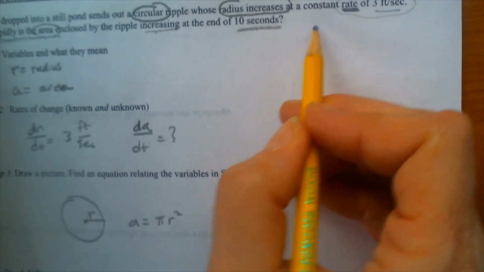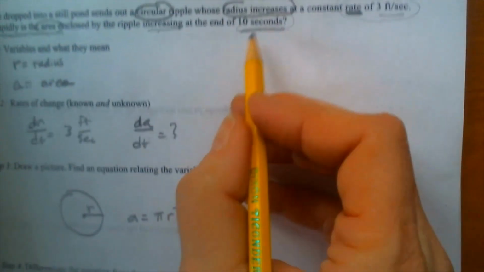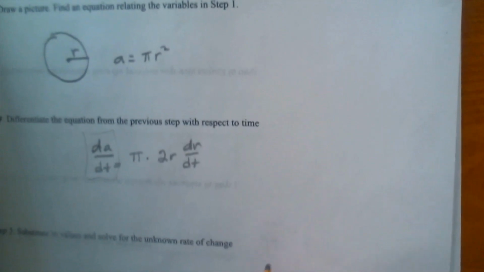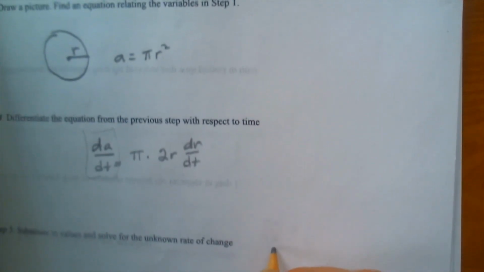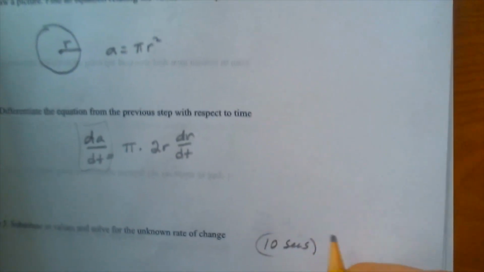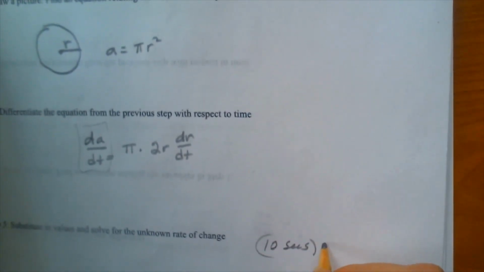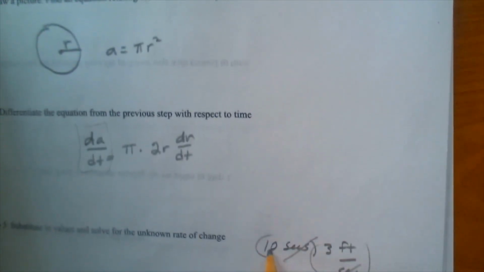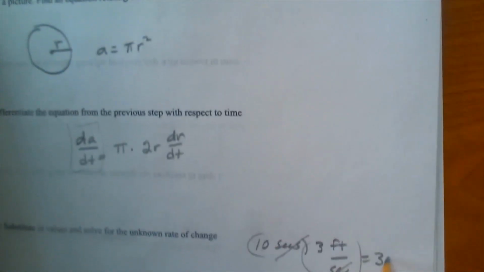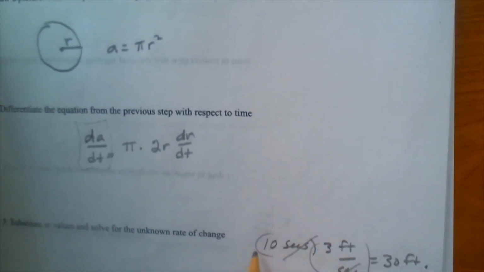So because the radius is increasing at a rate of 3 feet per second, we can figure out what the radius is. So after 10 seconds, if it's increasing at a rate of 3 feet per second, you multiply those out, the seconds will cancel, and 10 times 3 is 30 feet. So we have 30 feet, which is our radius.